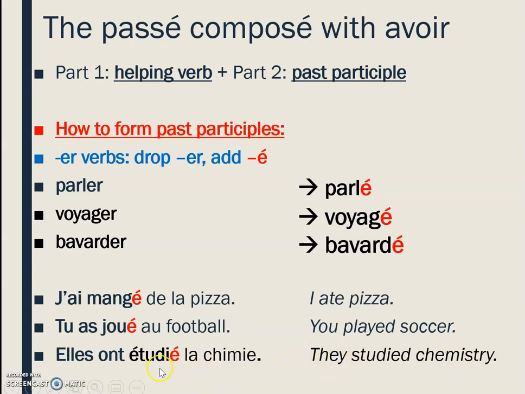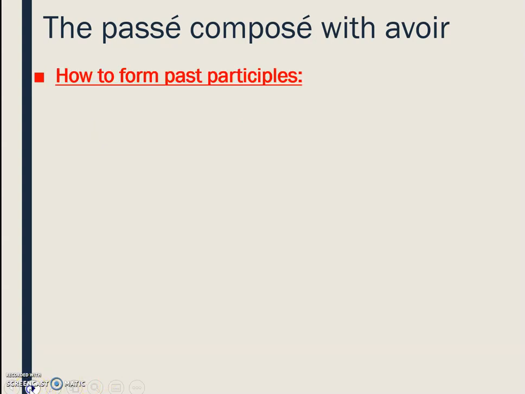So as you can see, le passé composé starts out as something that's really easy to form. You have the verb avoir, you have the past participle. For an ER verb, the past participle always ends in an E accent aigu, and it is pronounced é. J'ai mangé, tu as joué, elles ont étudié. Let's look at IR and RE verbs real quick, and then we're going to practice.